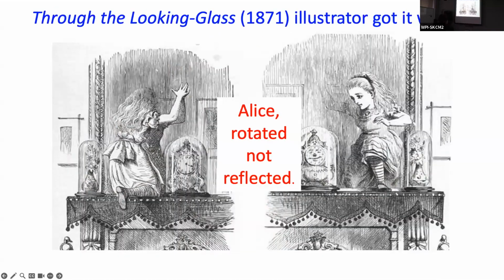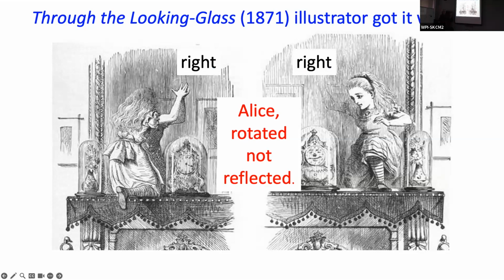And this is very confusing, and lots of people get confused by it. This is the famous illustrator, John Tenniel, who illustrated the book Through the Looking Glass by the mathematician Lewis Carroll. And this is Alice going through the looking glass, through the mirror. And you can see that she's got her right hand up going in. And when she comes out, her right hand is still going up. And that wasn't the intent of the author.